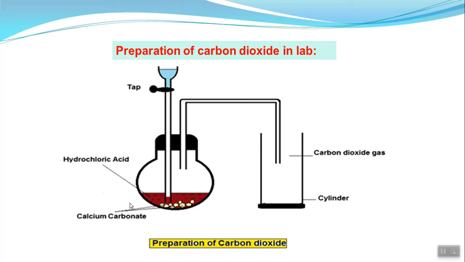So I prepare the carbon dioxide by dropping the hydrochloric acid over the calcium carbonate. What will happen then? An effervescence. You will see effervescence here, and the carbon dioxide gas evolves, moves through the delivery tube and is collected here in the empty jar. As the carbon dioxide is heavier than air, it replaces the air and the air goes upward. So the carbon dioxide is collected by upward displacement of air because it is heavier than air.